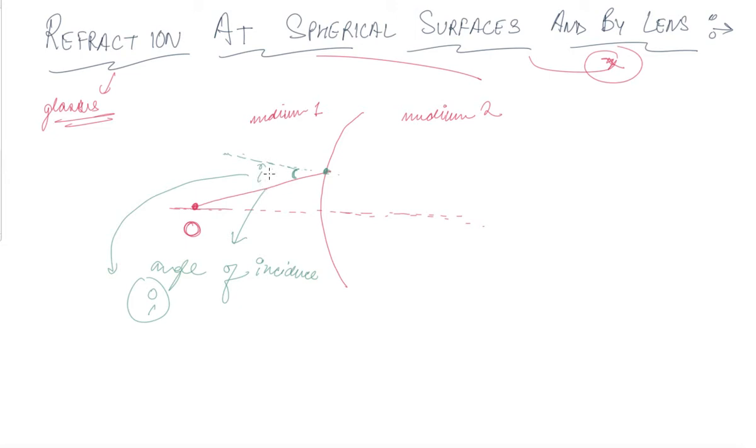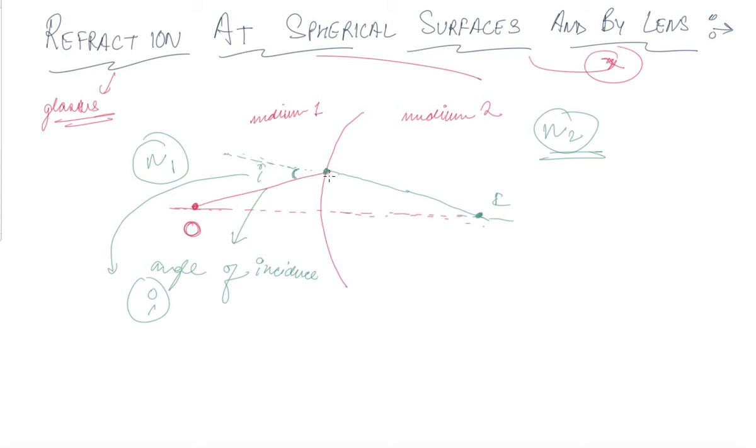Suppose this is the refractive index of medium 1 and this is the refractive index of medium 2, n1 and n2. We know it will undergo refraction, and this ray will travel somewhere over here. It meets the axis at a point, let's say I.